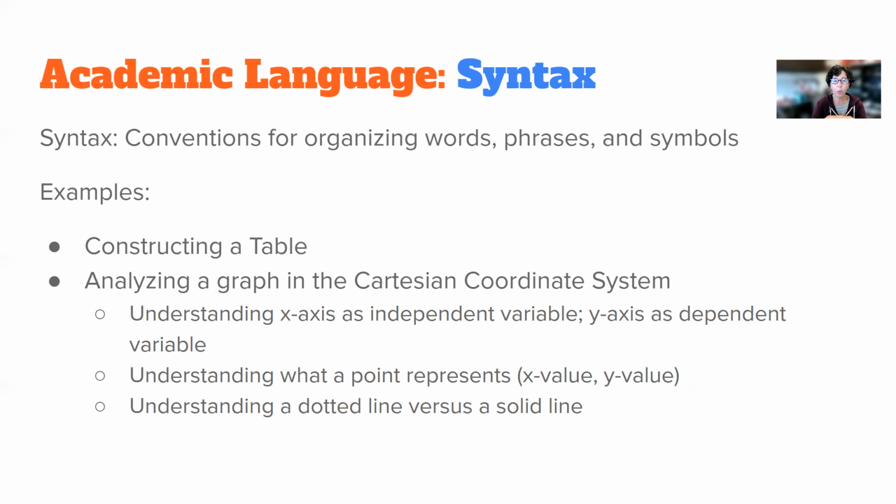Some other examples: the ways that we talk about the Cartesian coordinate system, understanding the x-axis as the independent variable and the y-axis as the dependent variable, understanding what a point represents, right? That we always write the x-coordinate first and then the y-coordinate. And then the ways that we use dotted or solid lines, or a solid point, or a closed circle or open circle. All of those are examples of syntax.